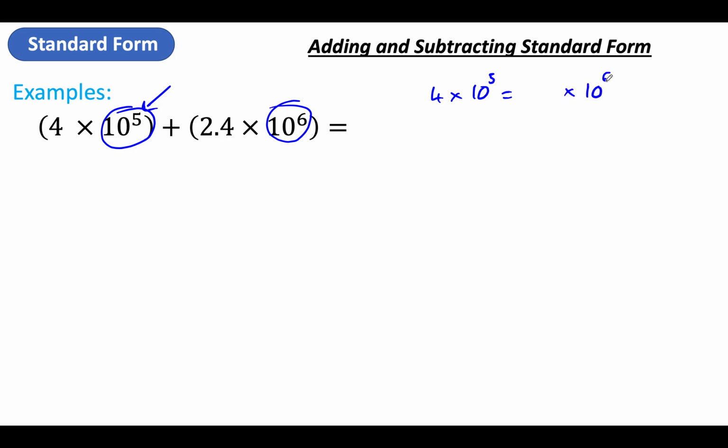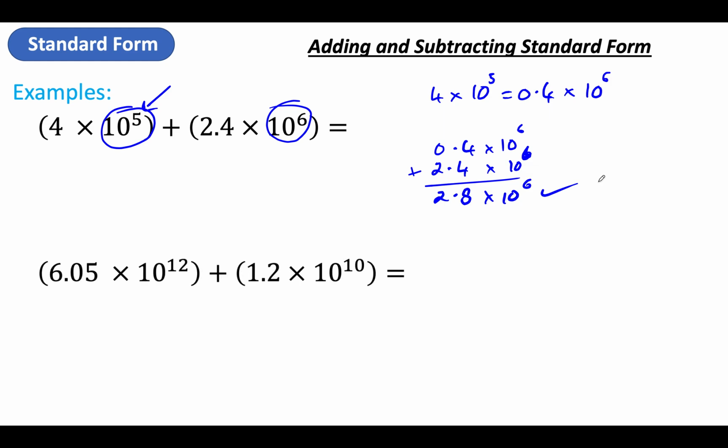Now this power has got 1 bigger, which means my number does the opposite. It gets 1 place smaller. So it shifts across to being 0.4 instead. Then I can add together my 2 numbers: my 0.4 times 10 to the power of 6 and my original number of 2.4, also times 10 to the power of 6. Now that they match, oops, that should be a 6, just add the decimal parts together. 2.8 times 10 to the power of 6, and that is my answer.